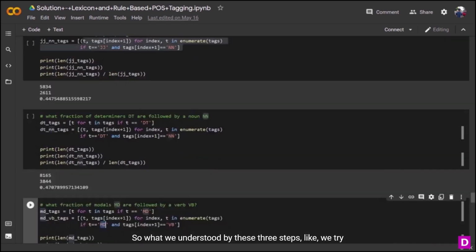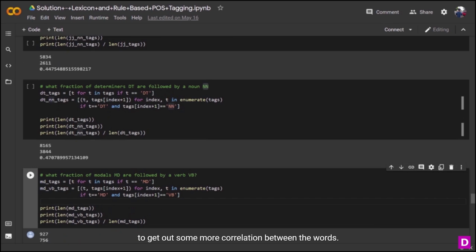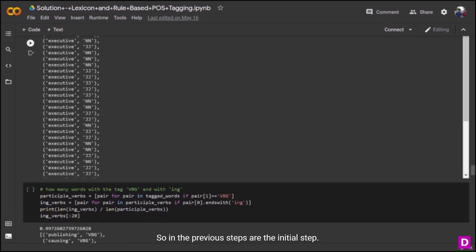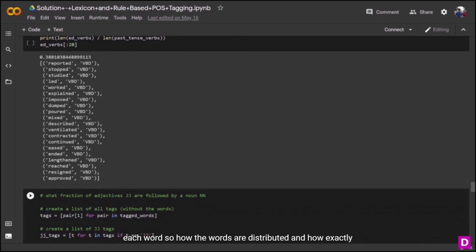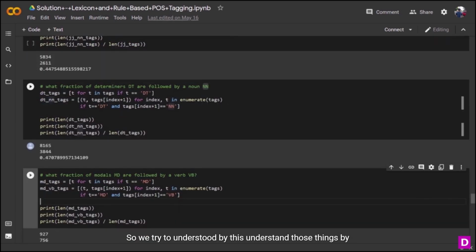So what we understood by these three steps is that we tried to get some more correlation between the words. In the previous steps, or the initial step, we just saw how different words are distributed within the text corpus. But now we tried to analyze the relationship between each word: how the words are distributed, and how exactly these words are related to each other. We tried to understand those things by these three steps.